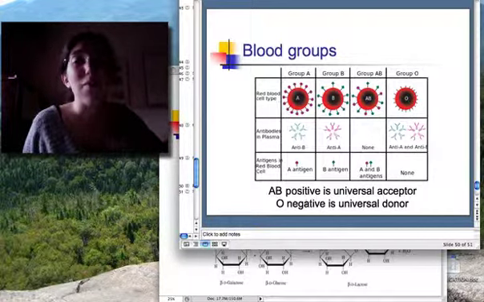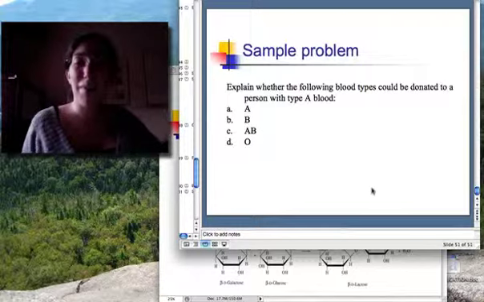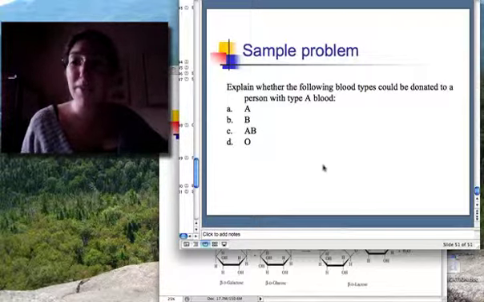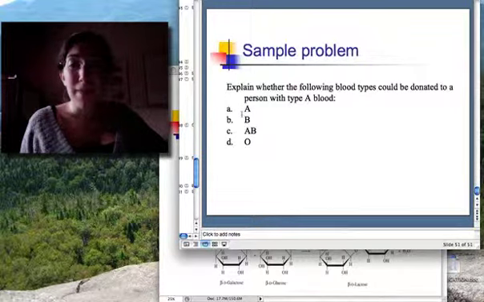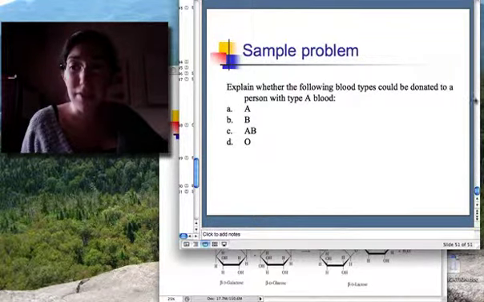Okay, so the last slide here is a sample problem about blood donation. Explain whether the following blood types could be donated to a person with type A blood. Type A blood, okay?